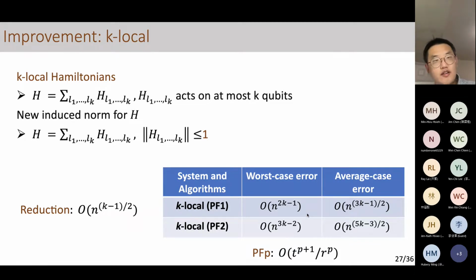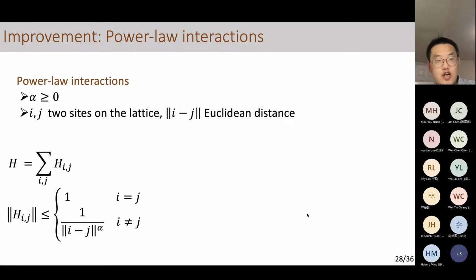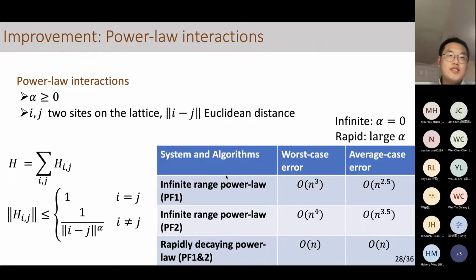Okay, so we also consider another special example for two-local Hamiltonians. It's called power law interactions. For these Hamiltonians, the spectral norm of each term is related to the distance of sites i and j on the lattice. When this alpha equals 0, it means that it's an infinite power law interaction. It means for two sites that are far from each other, they still have strong interactions. It's infinite range power law interactions.